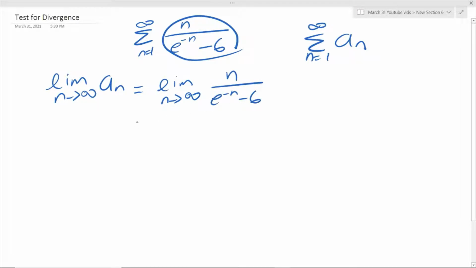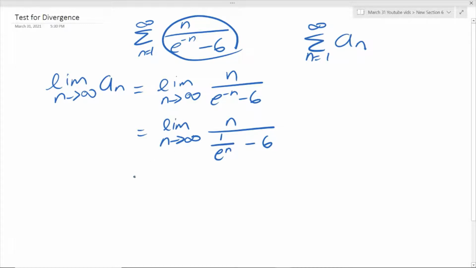Alright, so now we have to evaluate the limit. Let's rewrite this as a positive exponent. It might help us. So this is the same as saying 1 over e to exponent n minus 6. Okay, so let's evaluate the limit. Well, we know that if we put infinity into the numerator, it's going to become infinity, because as n approaches infinity, this n also goes to infinity. Okay, same variable. Now, if we do it to the denominator, let's see what happens.